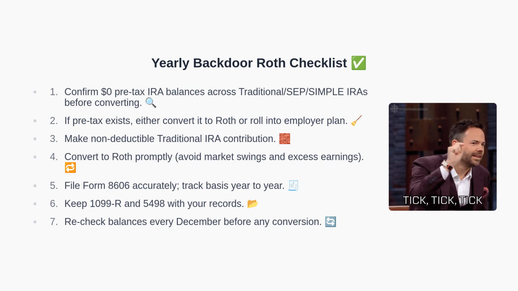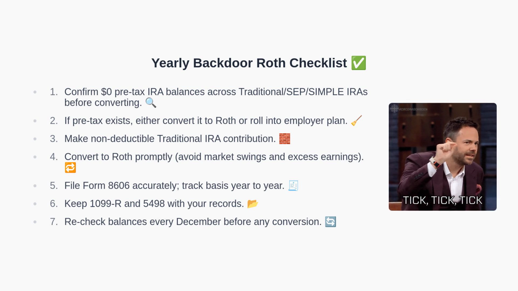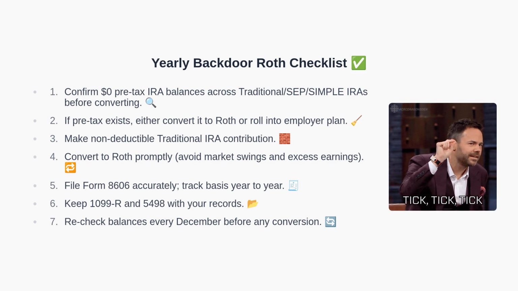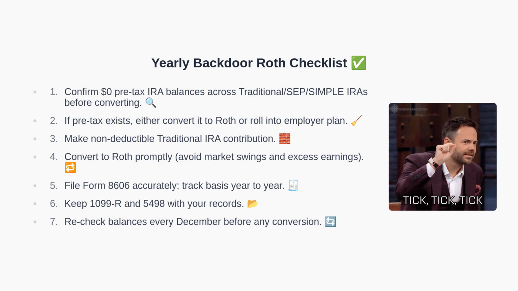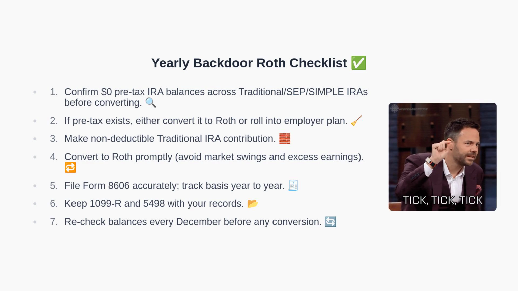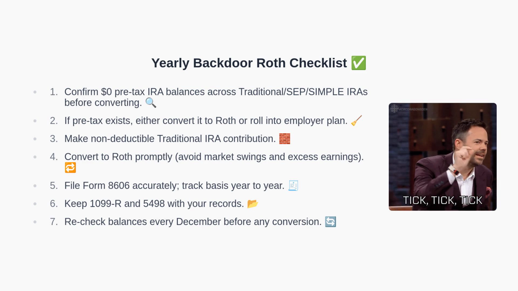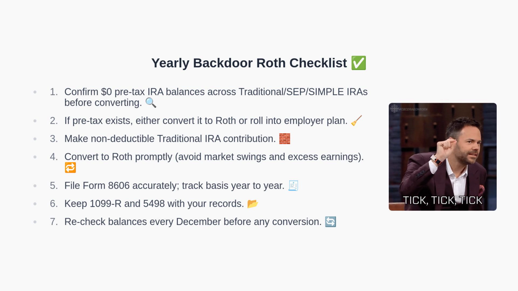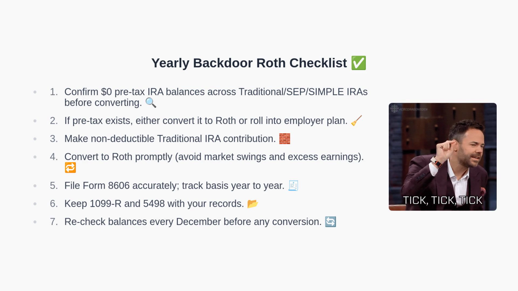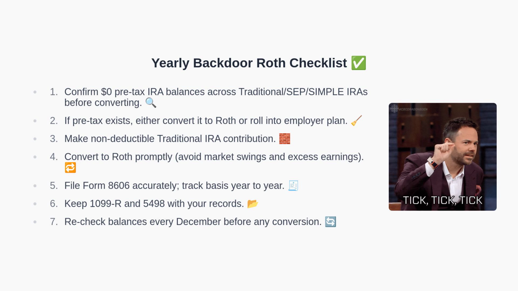Follow this annual checklist. First, verify that your pre-tax IRA balances across all traditional, SEP, and SIMPLE IRAs are zero before you execute a conversion. If pre-tax funds exist, either convert them to a Roth and pay the tax, or roll them into a current employer's plan. Then, make the non-deductible traditional IRA contribution and convert to a Roth promptly.